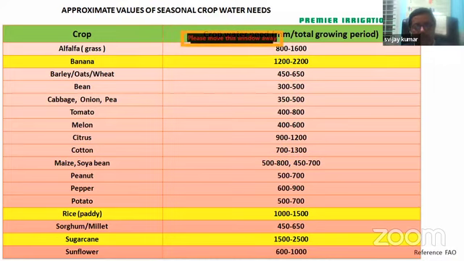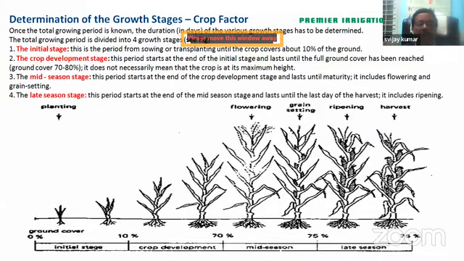Paddy also 1000 to 1500, and sugarcane between 1500 to 2500. These are all average values that have been taken. You could have values which are lower or even higher, but this is a good reference that has been given by the FAO. Now, crop factor, how are you going to determine the crop factor?